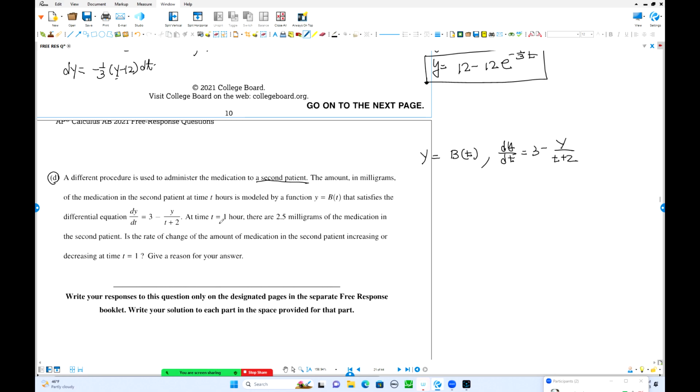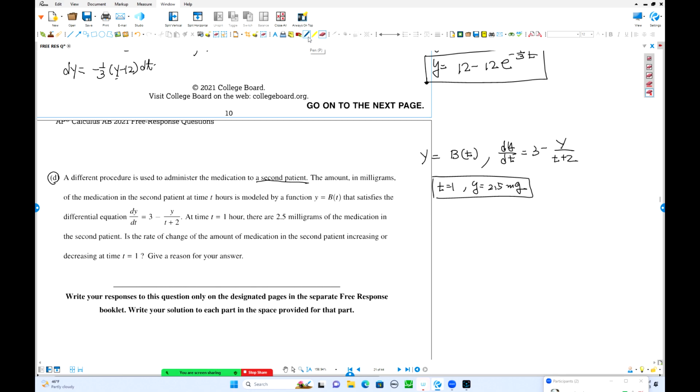But this time, the condition is that at t equals 1, y equals 2.5 milligrams. That's the condition. It's not really initial, since initial means t equals 0, but anyway it is a condition to satisfy.